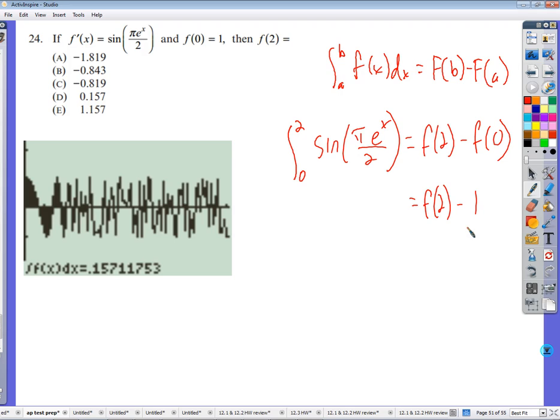Right. So if you take your calculator out, you put in y equals the sine of pi e to the x over 2, you get this function, this crazy looking thing. And then you do second calc, the integral, this is the seventh option. And you go from 0 to 2, you get 0.1571175. They only go to 3 decimal places, so we'll go to 4 just to be better than them. 0.1571, then we'll add 1 to both sides, and f of 2 is 1.1571.